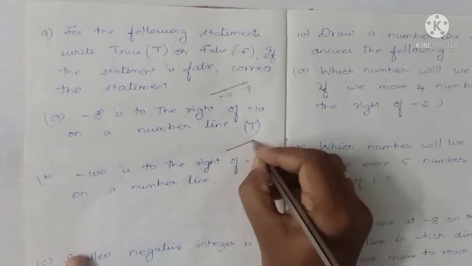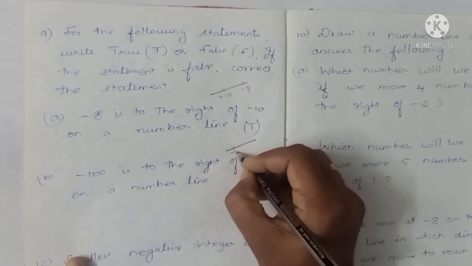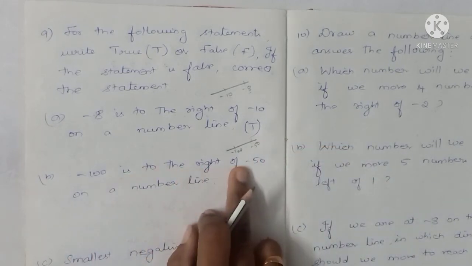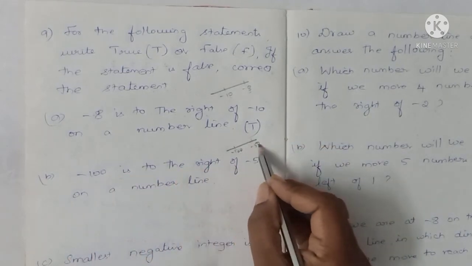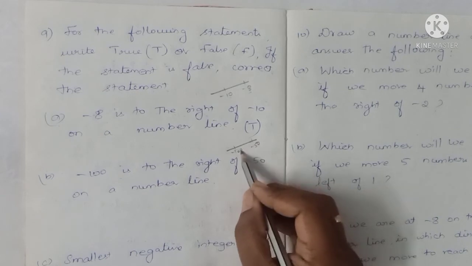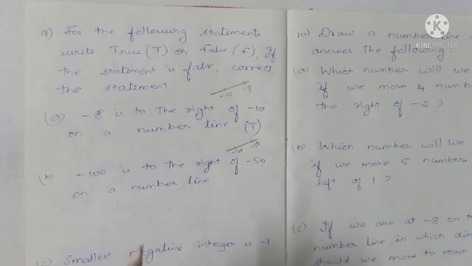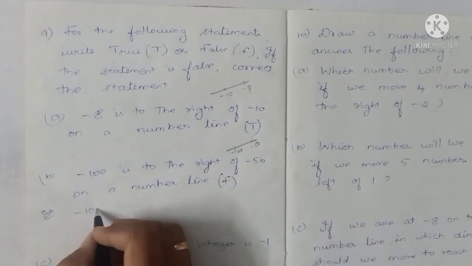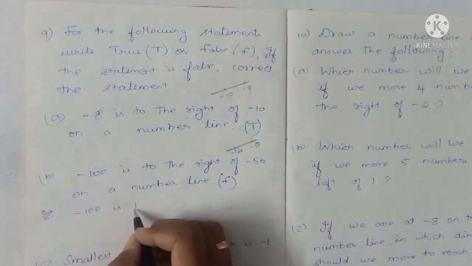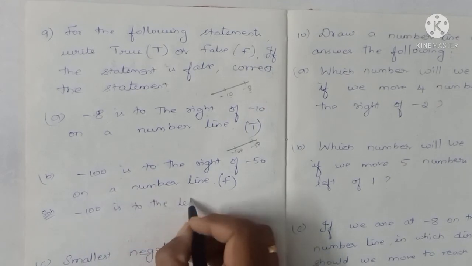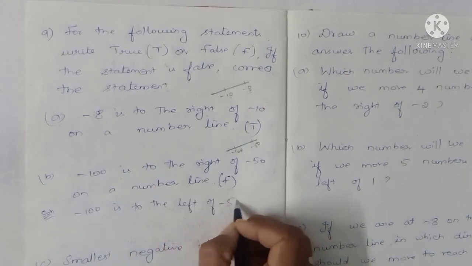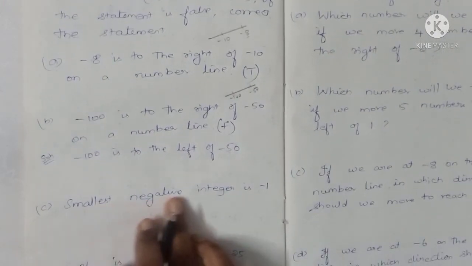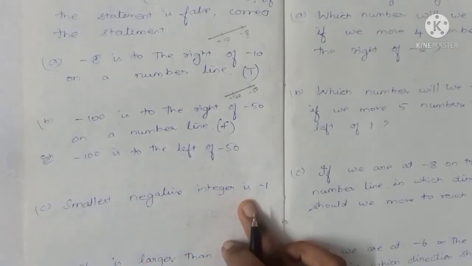Next, second subdivision, minus 100 is to the right of minus 50 on a number line. So just consider a number line. Minus 100 will be here, minus 50 will be here. Minus 100 is to the right. Is minus 100 to the right? No. Minus 50 is to the right of minus 100. So the statement is false. How will you correct it? Minus 100 is to the left of minus 50.